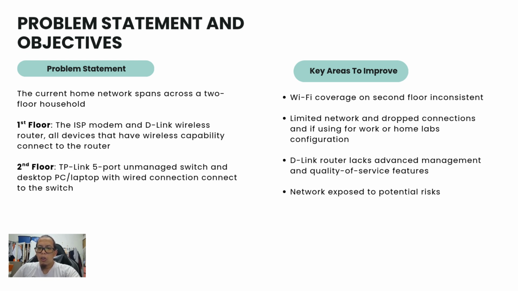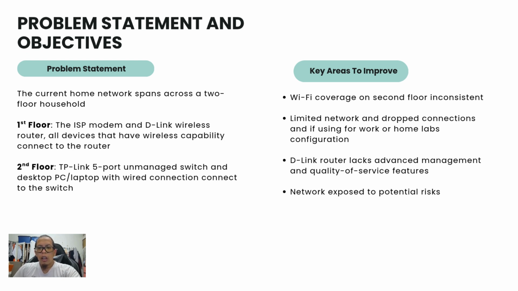Then on the second floor, I have a TP-Link 5-port unmanaged switch, and it connects to the desktop and laptops with a wired connection. And the wireless devices connect to the router. So this means that whether these devices are on the first floor or second floor, they connect straight to the router that is on the first floor.